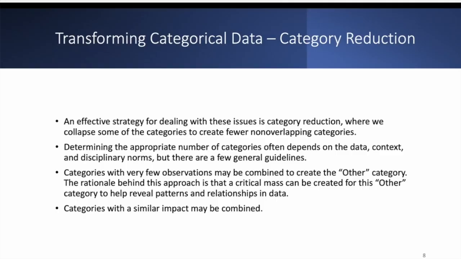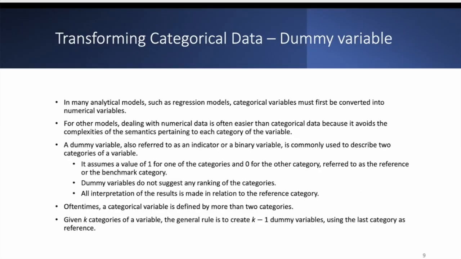So in this case, what you do is gather the weekdays into one category called weekdays, and you put Sunday and Saturday together into another category called weekends. So you had 7 categories, now you have 2 categories. The other technique of transforming a categorical variable is using dummy variables.